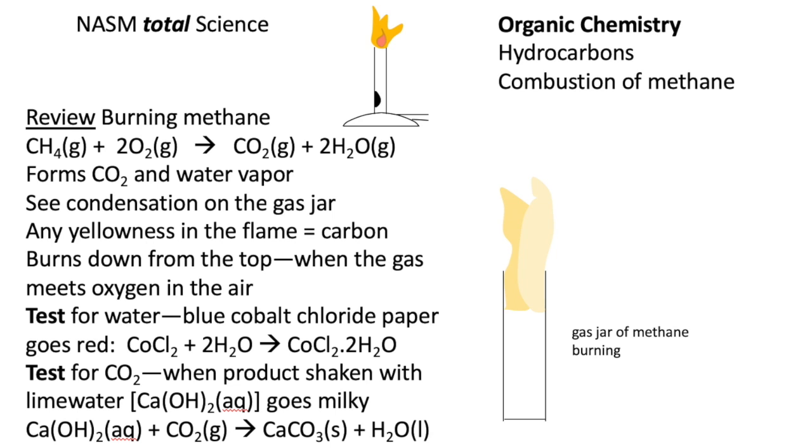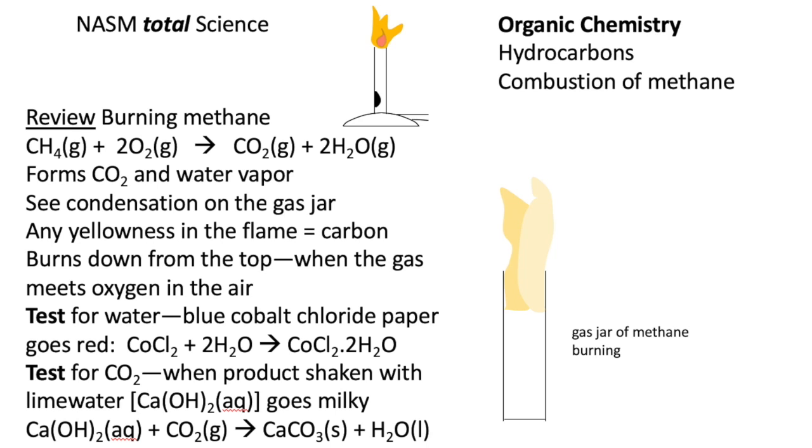To just review the burning of methane. The equation again, this is showing the complete combustion, but any yellowness that is there is because there isn't quite enough oxygen and you get carbon glowing in the heat. So you're going to form carbon dioxide and water vapor. If you looked carefully, you would have seen condensation on the gas jar. The water vapor on the cooler glass condenses, and any yellowness in the flame will be the carbon glowing. It burns down from the top, so you have a flame front that is moving down the gas jar.